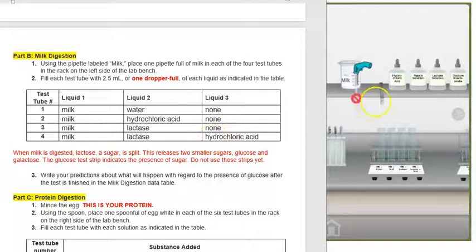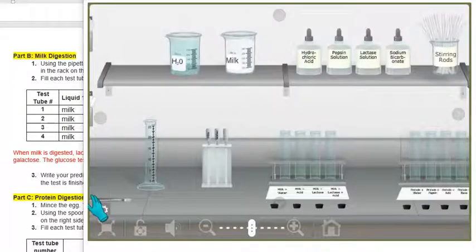So let's walk through this. We've already discussed the lab setup in the pre-lab and intro section. What they want us to do is grab the pipette here that's labeled milk and add 1 dropper full of milk to each of the 4 test tubes. And it's going to go like this the whole time.